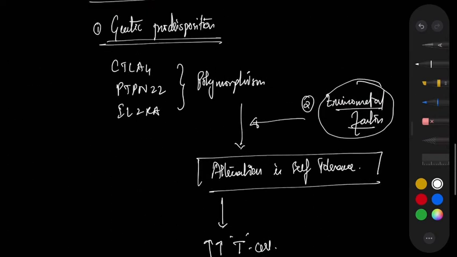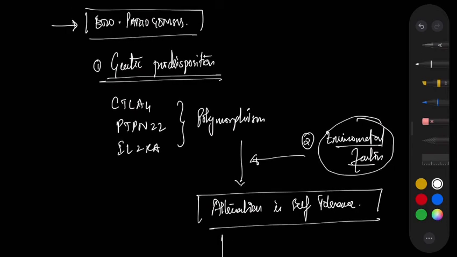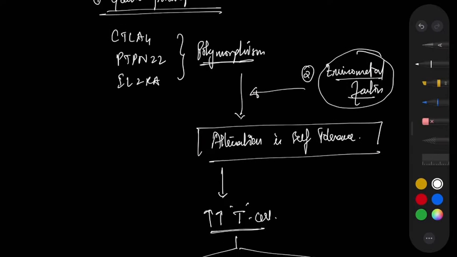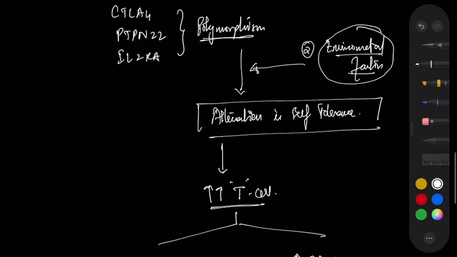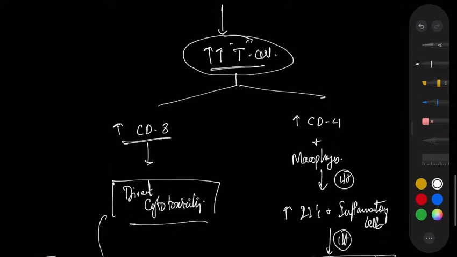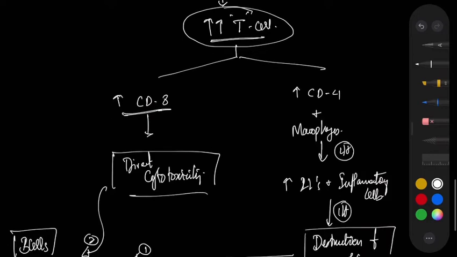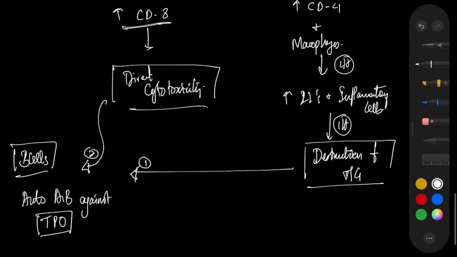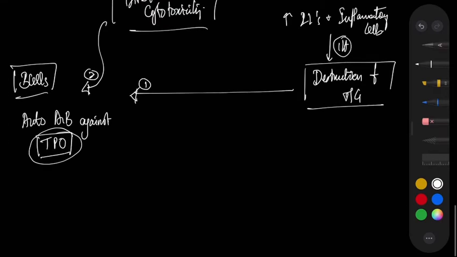We discussed that there were some genetic predispositions. There was your CTLA4, PTPN22, IL2RA. There was polymorphism of these genes plus some certain environmental factor contributing to this polymorphism, leading to the alteration in one's self-tolerance. This led to an increase in your T cells. CD8 led to direct cytotoxicity. CD4 along with your macrophages led to an increase in interleukins and the inflammatory cells. This caused destruction of the thyroid gland. So there were three factors which contributed to your autoantibodies against TPO. So that was the etiopathogenesis.